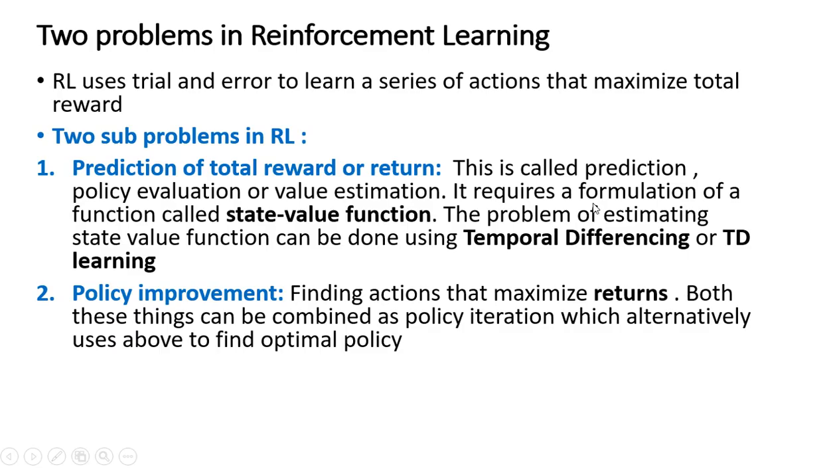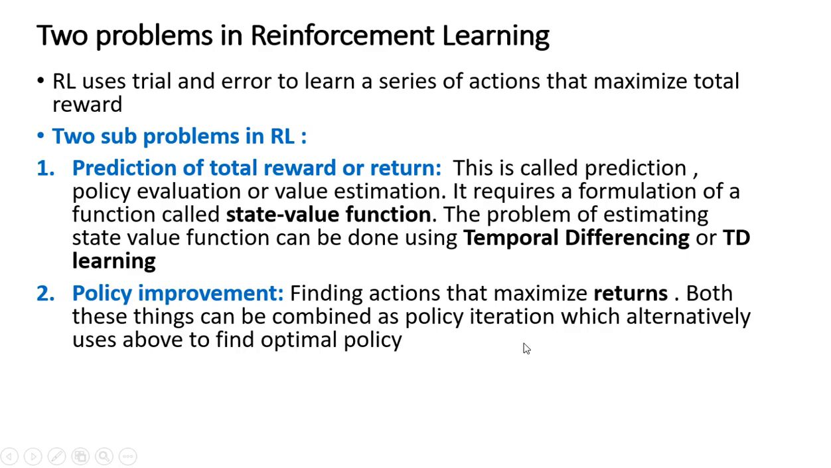So that can be a problem. It's not easy to estimate the state value function. If you want to estimate the value at a particular state, you will have to use something called temporal difference learning. So prediction is a problem. Predicting the state value function is not easy. The second one is improvement of the policy. As you keep doing actions, you maximize the rewards, right?